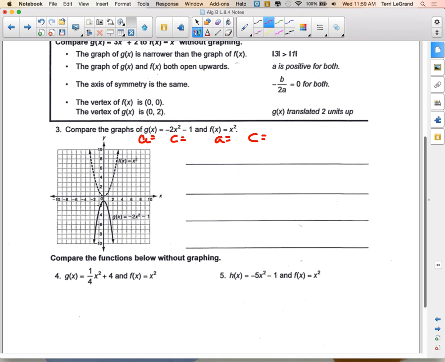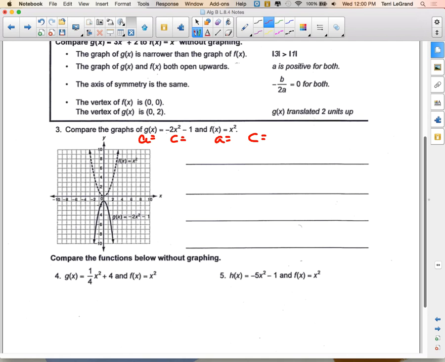Compare the graphs of g of x equals negative 2x squared minus 1 and f of x equals x squared. Which one was the starting function really? Which letter comes first in the alphabet? F. So f of x is the starting function, g of x was the result. Even though they wrote it first, it was the result after the transformations, okay?